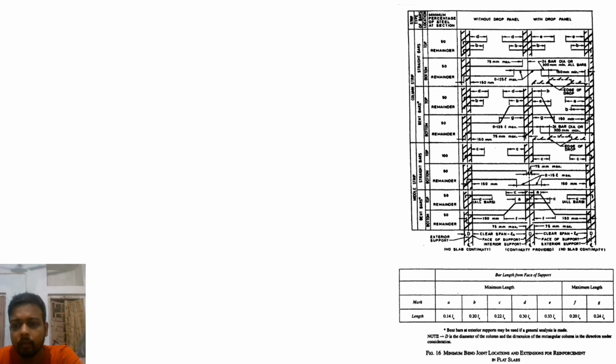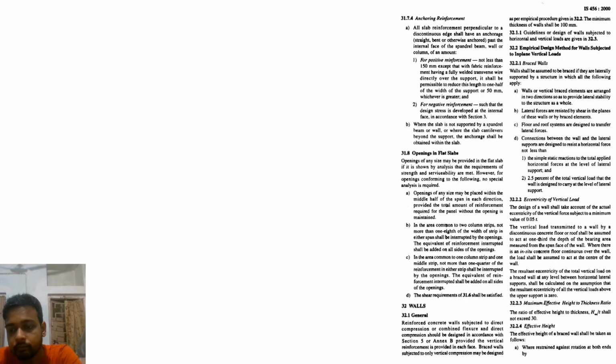Okay, when we do the calculation for a two-way slab, then we need this value. All slab reinforcement perpendicular to a discontinuous edge: for positive reinforcement, not less than 150 mm extending into the support, with the fabric reinforcement width of the support 50 mm. Negative reinforcement, when the slab is not supported. Opening in the flat slab: you can skip it.